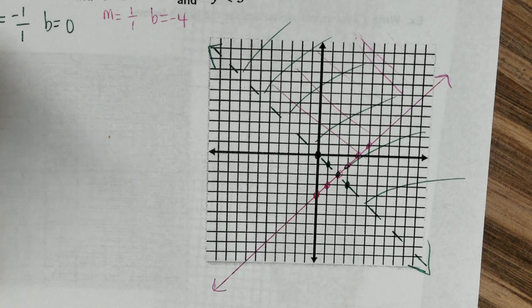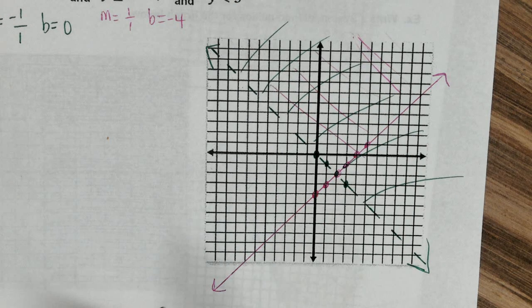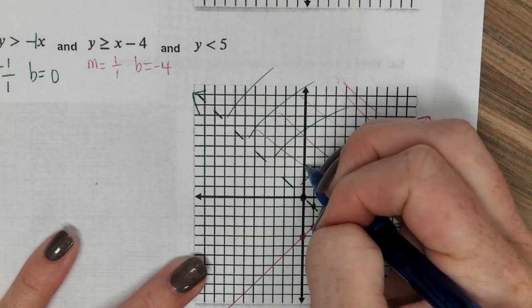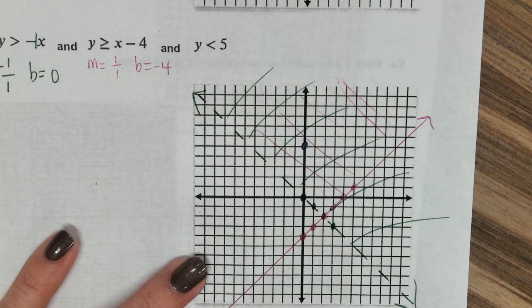Now I'm going to do my last one. y is less than 5. That's going to be a straight line passing through the y-axis at 5. So here's 0, 1, 2, 3, 4, 5. It's going to be dashed.